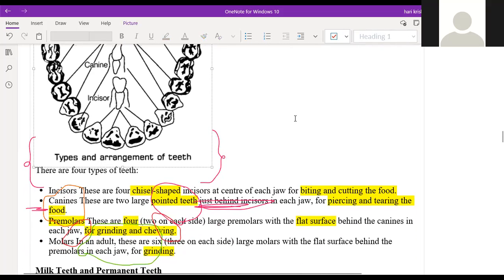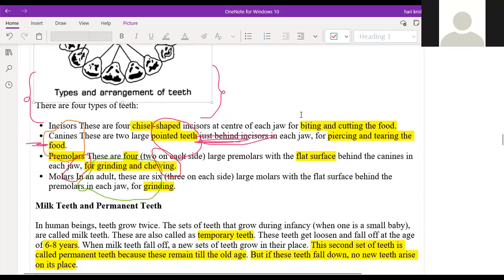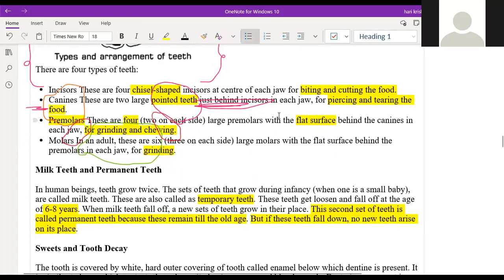Temporary teeth will develop when a child is 4 or 6 months old and fall from the age of 8 to 10 years, and permanent teeth will be 32 in number. Sir, the last molar, they are known as permanent teeth, and they will grow at the age of 11.